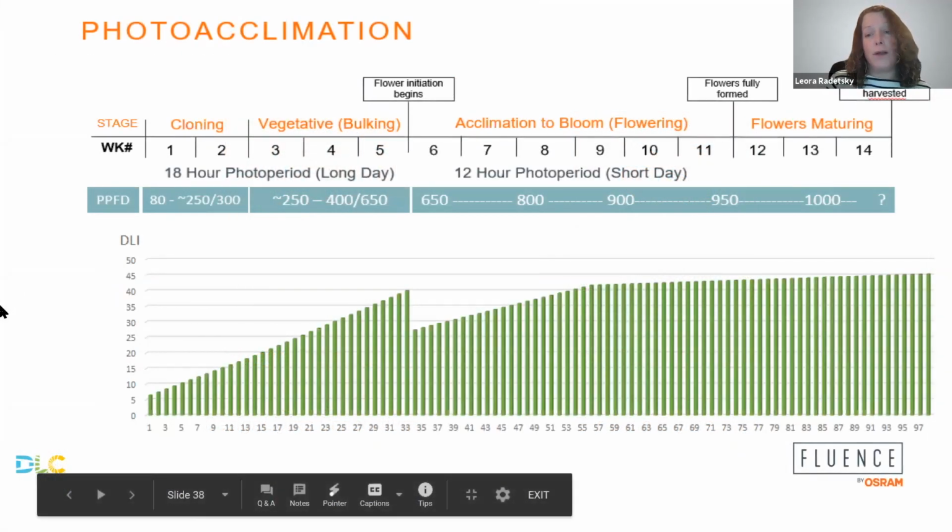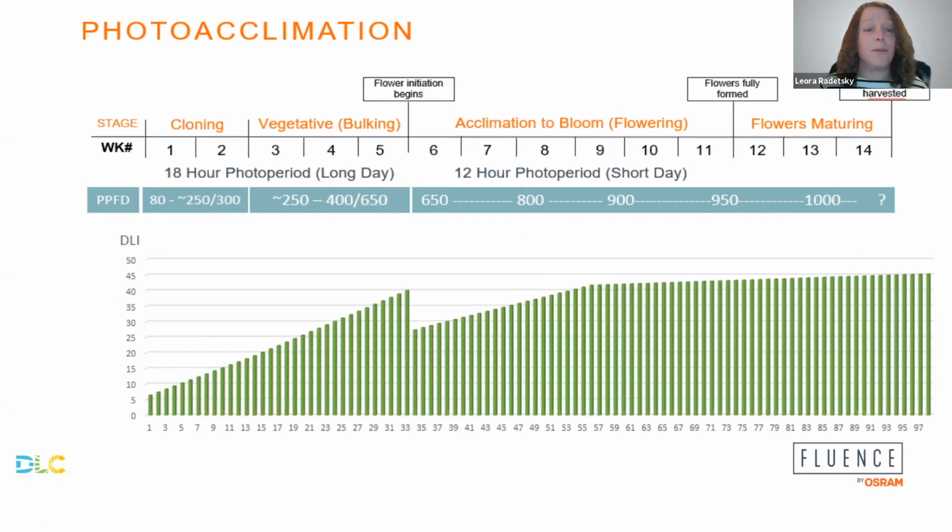So this is one example of photoacclimation from Fluence. And I realize that this might be different. Right now, this is certainly the industry that cannabis is in, and even ComAg is in, is as much art as it is science. We're trying to understand how to best optimize our production, given all these different inputs. It is an industrial process.